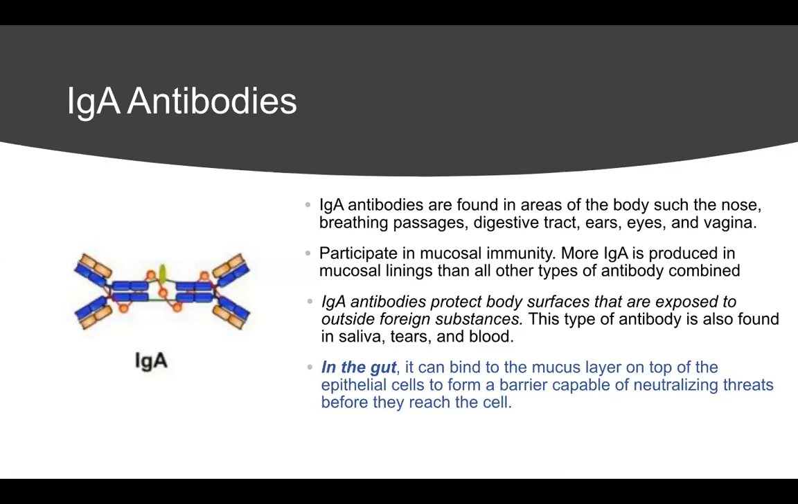IgA antibodies protect these body surfaces that are exposed to the outside foreign substances. So their job is basically to act as a barrier or a preventive factor to keep anything from binding to the cells that line those mucosal surfaces. In the gut, specifically, they bind to the mucus layer on top of the epithelial cells to form a barrier capable of neutralizing threats before they reach the cell.